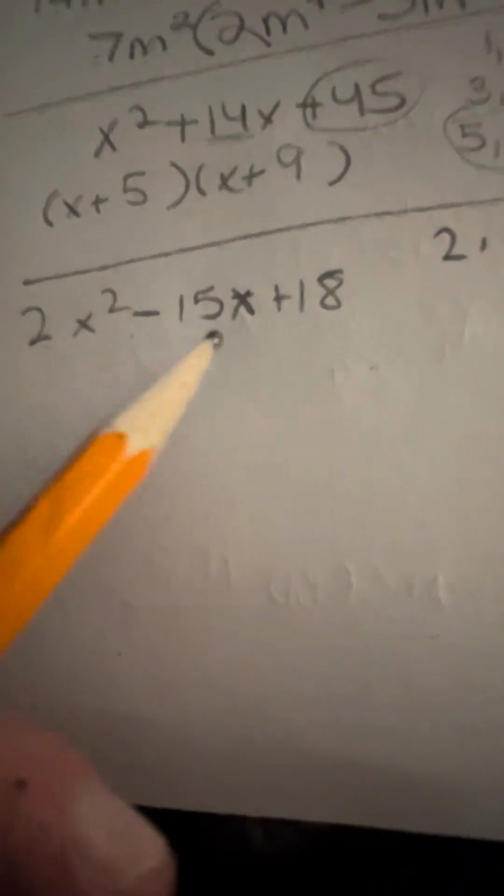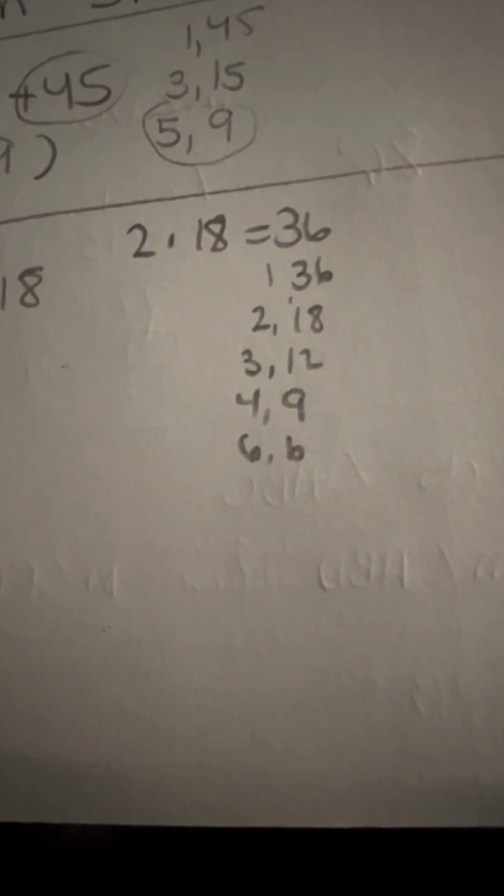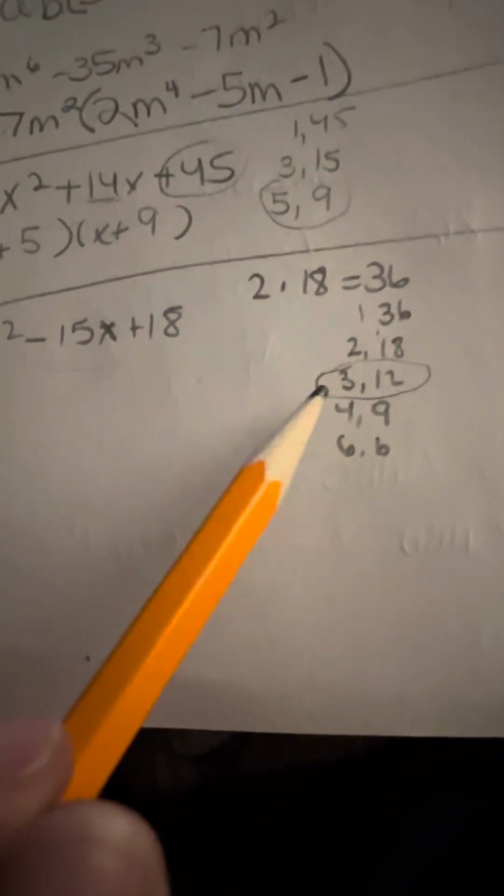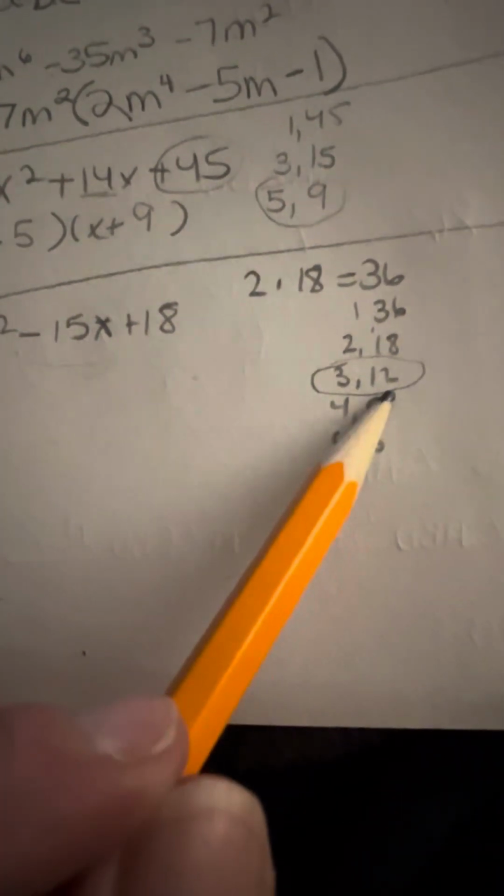So now I want to think about two numbers that would get me this number in the middle, which is a negative 15. And the only combination that could add up to negative 15 is if these two are negative, 3 and 12. So if I have a negative 3 and a negative 12, they'd add up to be a negative 15. And if I had negative 3 times a negative 12, I'd get that positive 36. So we're going to work with that.